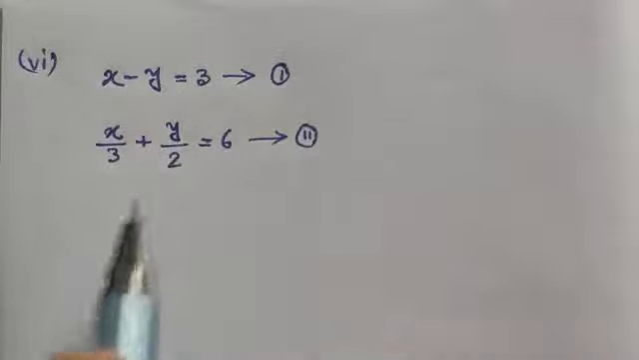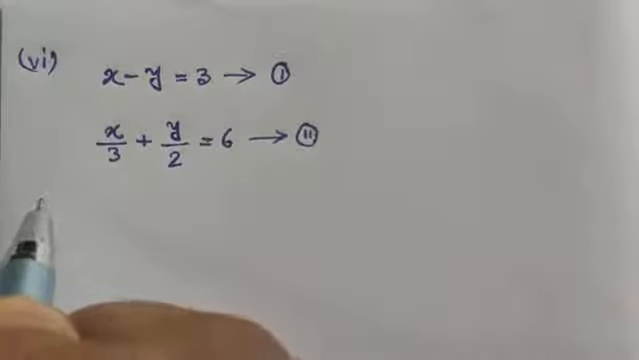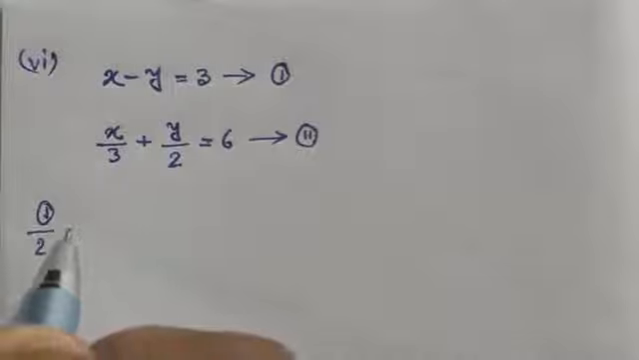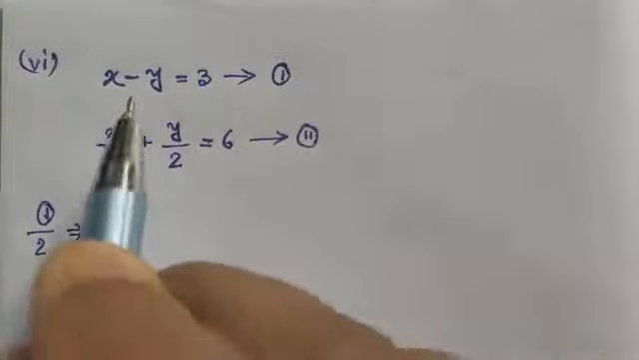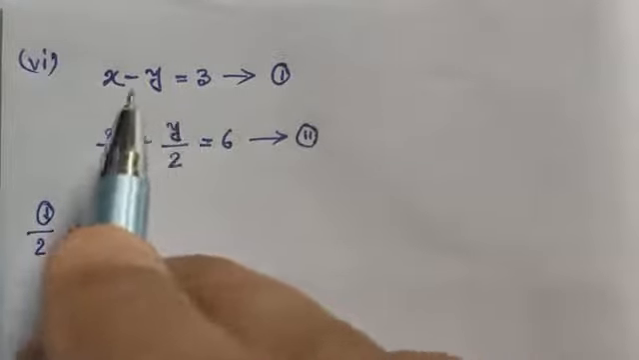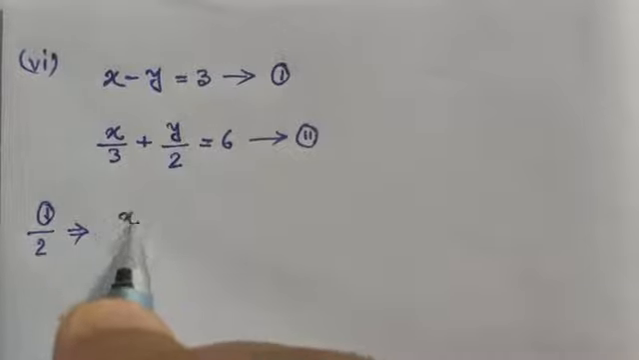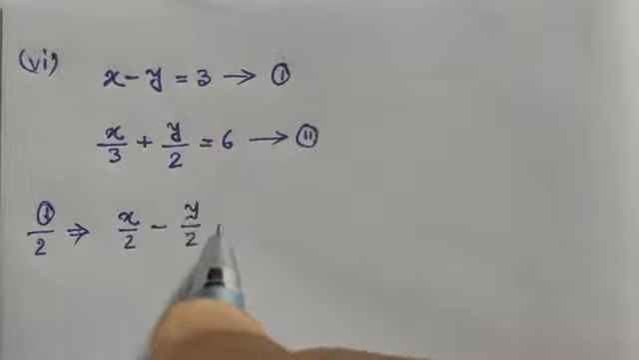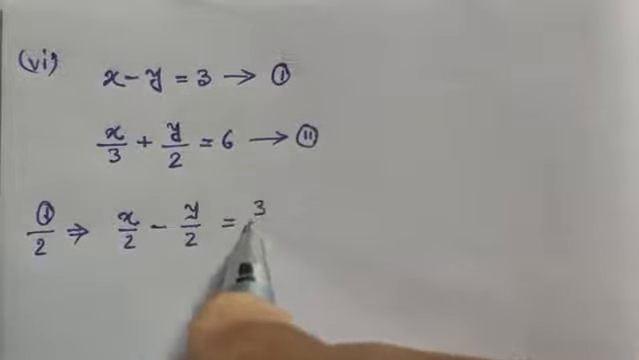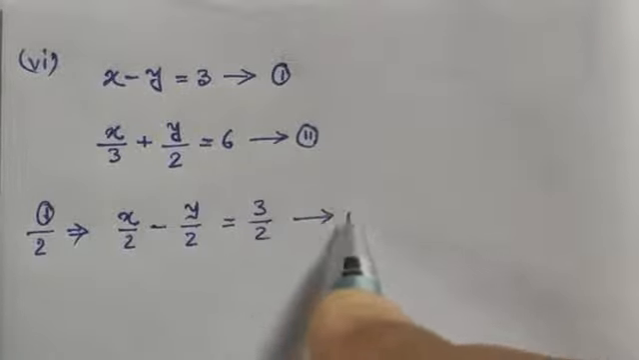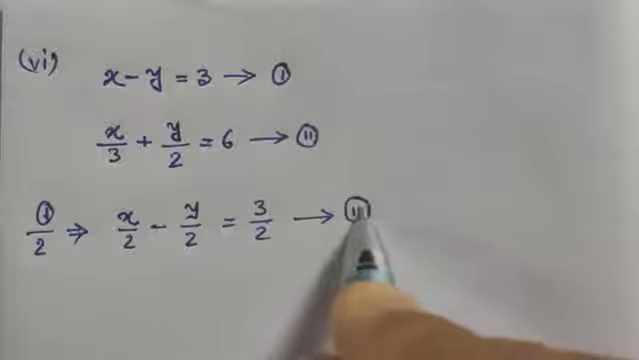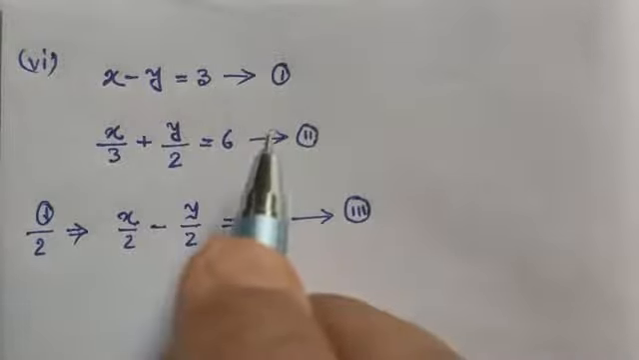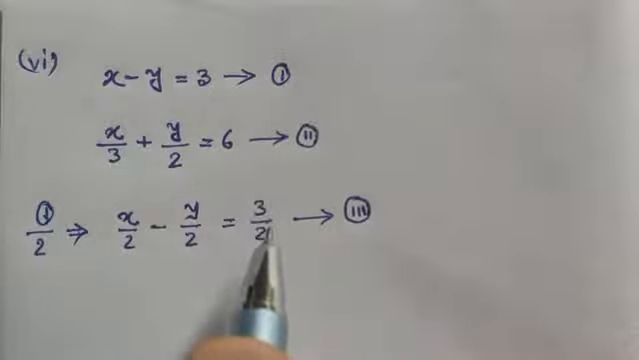So let us do it. Let us take equation 1 and divide it by 2. If you do so, then all these terms are individually divided by 2. That means x by 2 minus y by 2 is equal to 3 by 2. Let us call this new equation we have obtained equation number 3. This is equation number 2 and this is equation number 3.